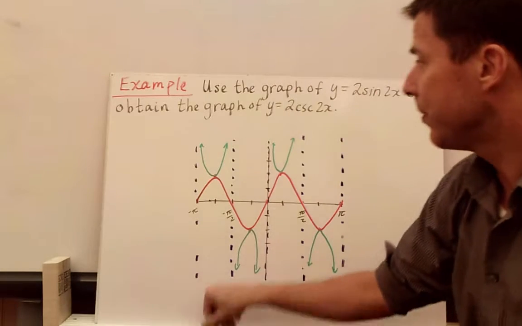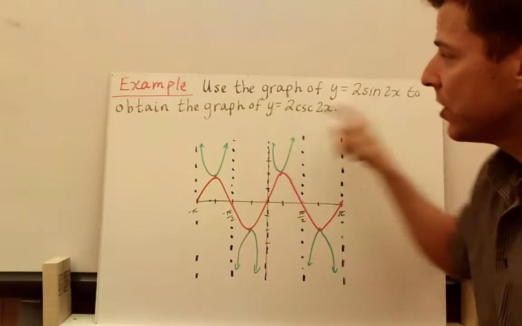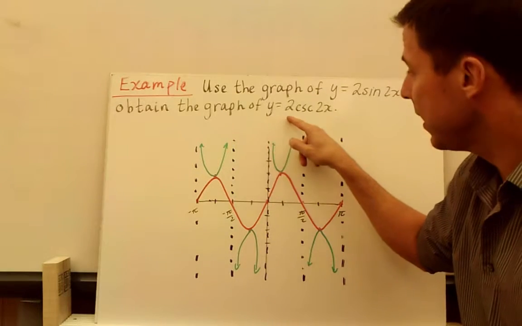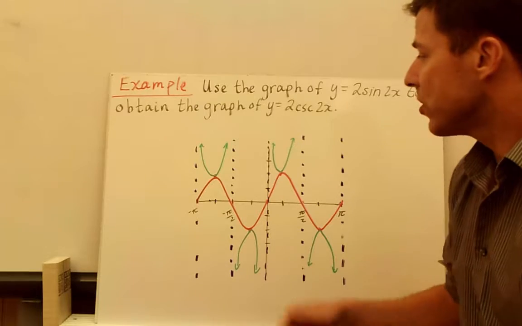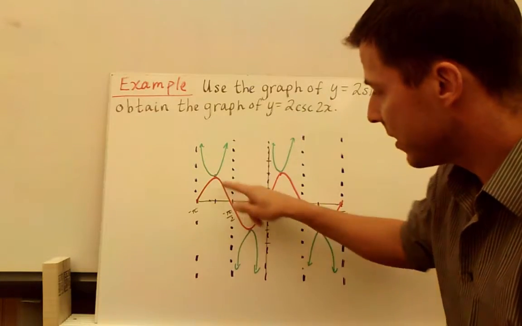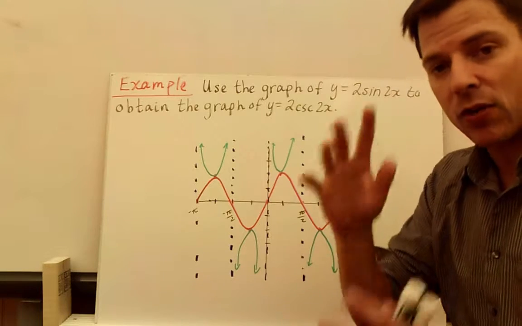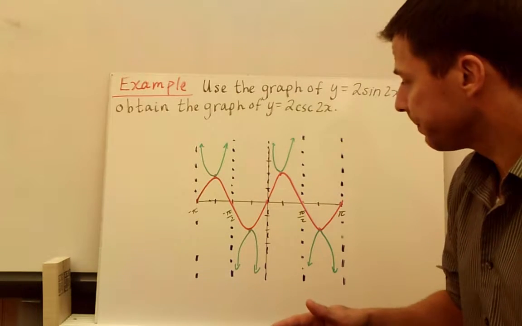In my first example, it says use the graph of y equals 2 sine of 2x to obtain the graph of y equals 2 cosecant of 2x. Okay, so what you want to do is the graph of 2 sine of 2x is in red. So from here we can draw our cosecant graph of 2x here.